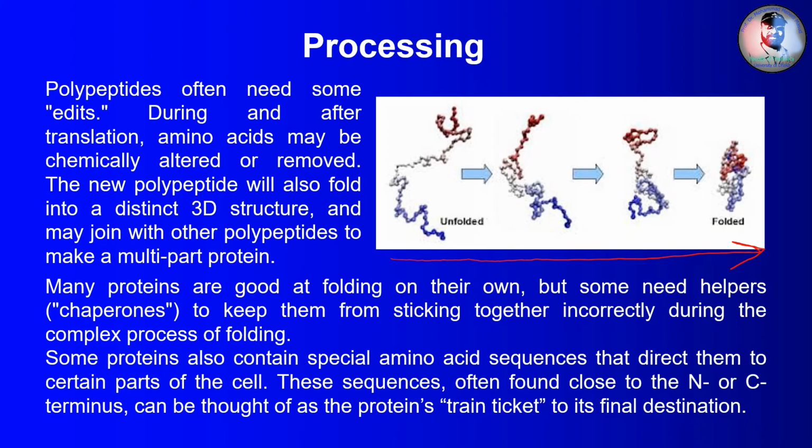Some proteins also contain special amino acid sequences that direct them to certain parts of the cell. These sequences, often found close to the N or C terminus, can be thought of as the protein's train ticket to its final destination.